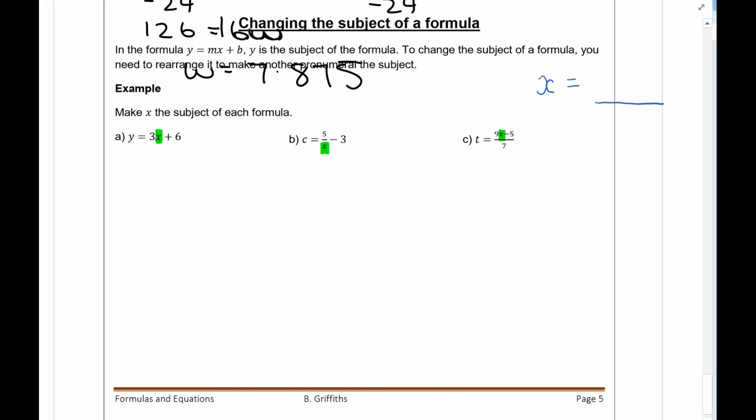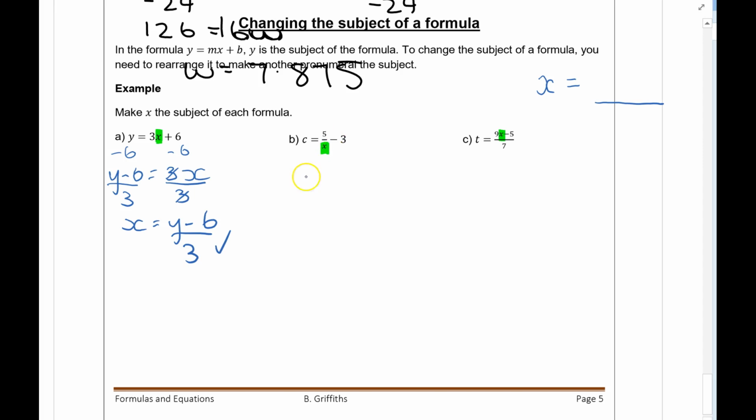We'll have a look. To get the x on its own, I need to minus the 6 first. So y minus 6 equals 3x. And if I divide by 3, I get x on its own. So x is equal to y minus 6 on 3. X is on its own, so x is the subject.